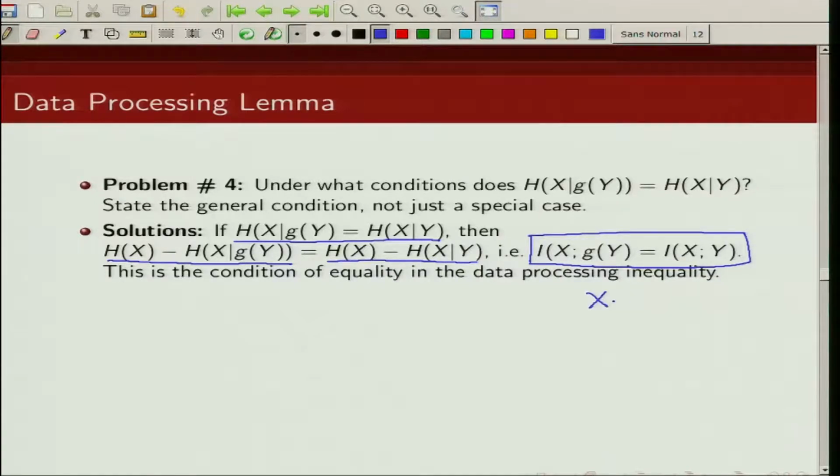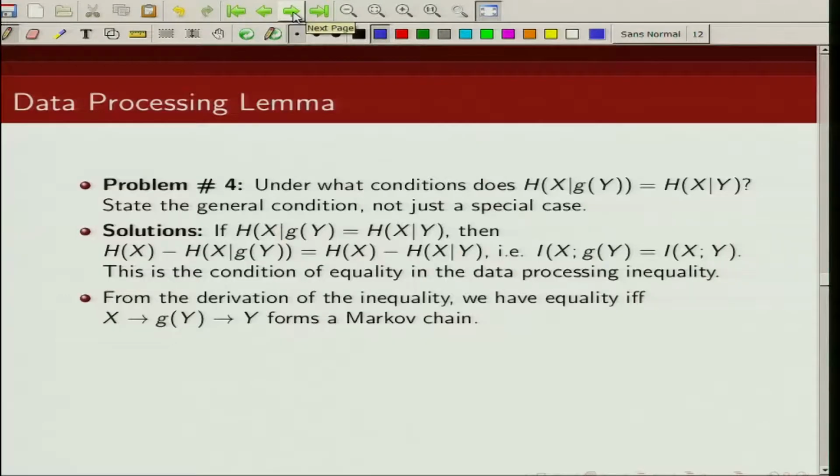Now we know x, y and g of y form a Markov chain. Then from the data processing lemma, we know the mutual information between x and g of y should be less than or equal to the mutual information between x and y. And here it's given it's equal. And when does the equality happen? The equality happens when x, g of y and y also form a Markov chain. So this result comes from the property of the data processing lemma.